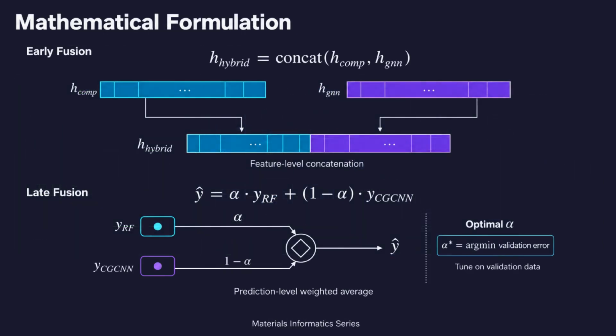Mathematically, early fusion concatenates the feature vectors. H hybrid equals the concatenation of H composition and H GNN. Late fusion combines predictions with a weighted average. Y hat equals alpha times Y RF plus 1 minus alpha times Y CGCNN. The optimal alpha is determined through validation, typically giving more weight to the better performing model.